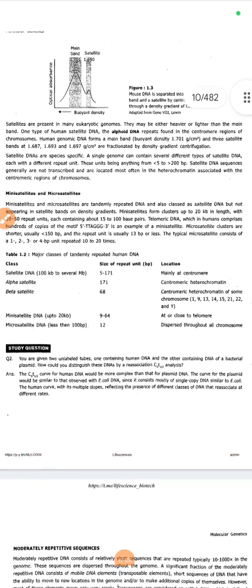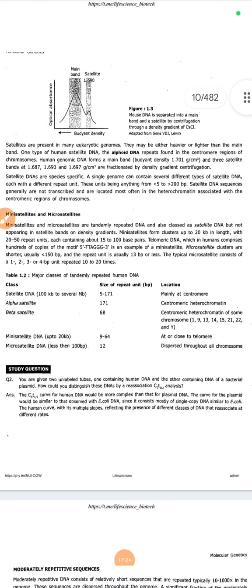Human genomic DNA forms a main band, which has the buoyant density of 1.701, and three satellite bands at 1.687, 1.693 and 1.697.